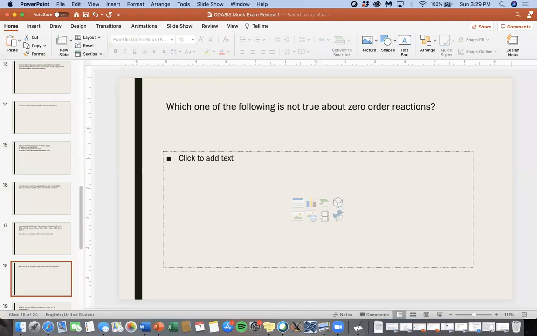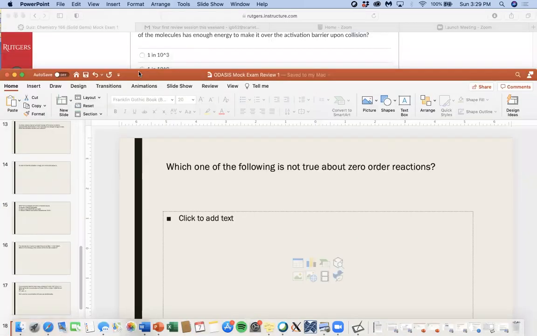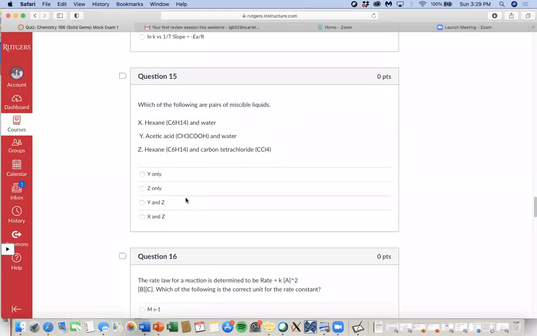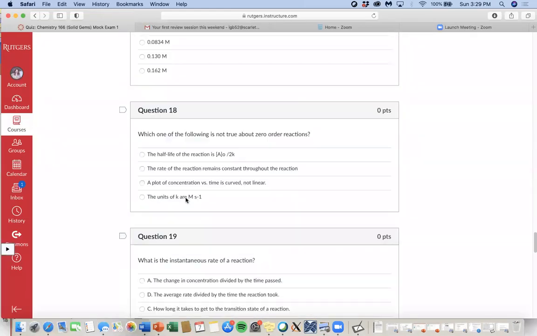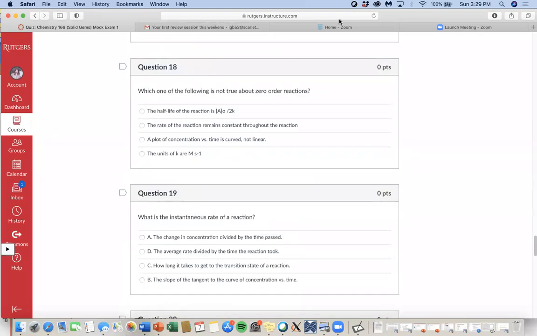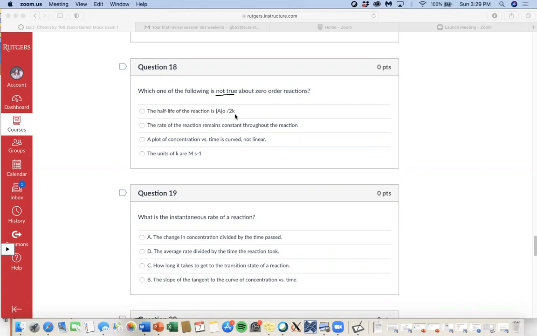For this one, it asks what is not true about zero order reactions. I want to show you all the different answer choices so we can go through them. Which of the following is not true? The half-life of the reaction is A initial divided by 2K. If you look back at your sheet of half-life equations for zero order reactions, this one is correct, since it depends only on the initial concentration divided by the rate constant. So this one is true, so it's not the correct answer.